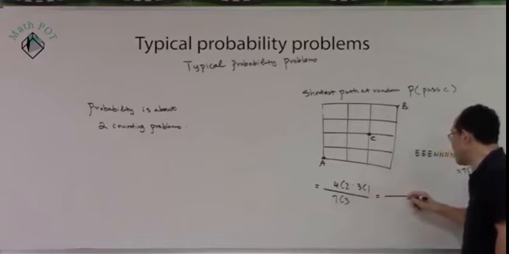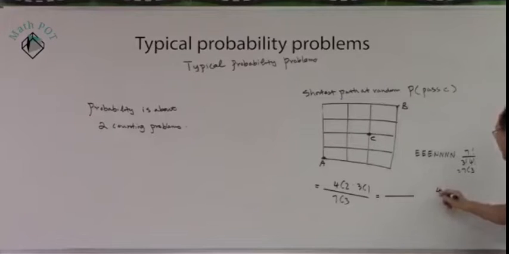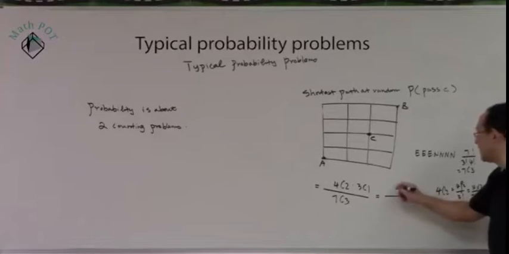Let's quickly evaluate this one. 4C2 is nothing but 4P2 divided by 2 factorial. 4P2 is nothing but 4 times 3. Of course, 2 factorial is nothing but 2 times 1. Simplify, here it is nothing but 6. Of course, 3C1 is nothing but 3.